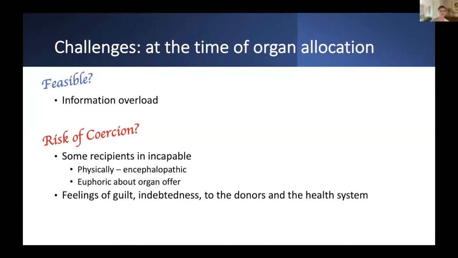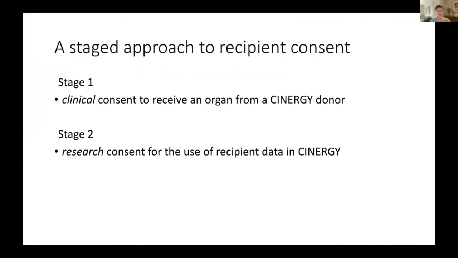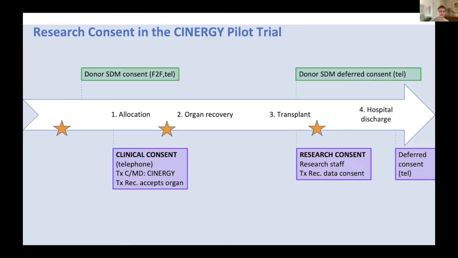So what are we doing? We're taking a staged approach to the recipient consent. The first stage is merely a clinical consent to receive an organ from a Synergy donor. So the waitlisted patient says, yes, I'll take a Synergy donor organ, or they may say no, in which case they still get the organ, but the donor won't be randomized to the study. The second stage is the research consent. And that's where there's a discussion about, can we use your data, the recipient data from health records, in the Synergy study analysis? So I'll show you in more detail how this works.